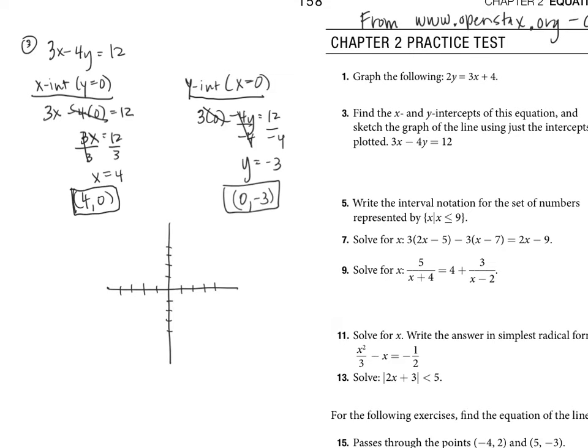So we have the points 4, 0 and 0, negative 3. And you only need 2 points if you know it's a line to graph the line. And so there's our line.